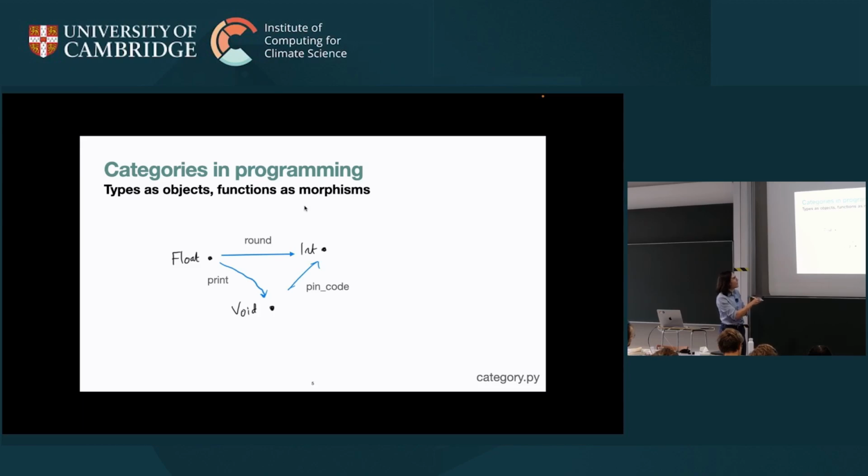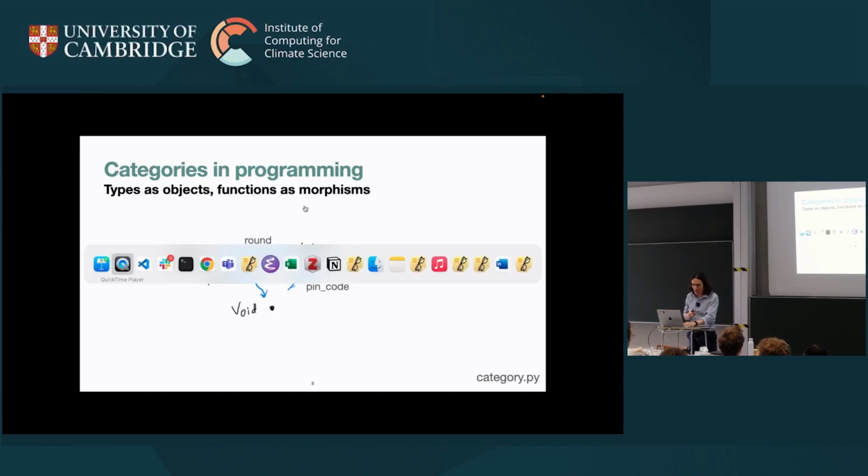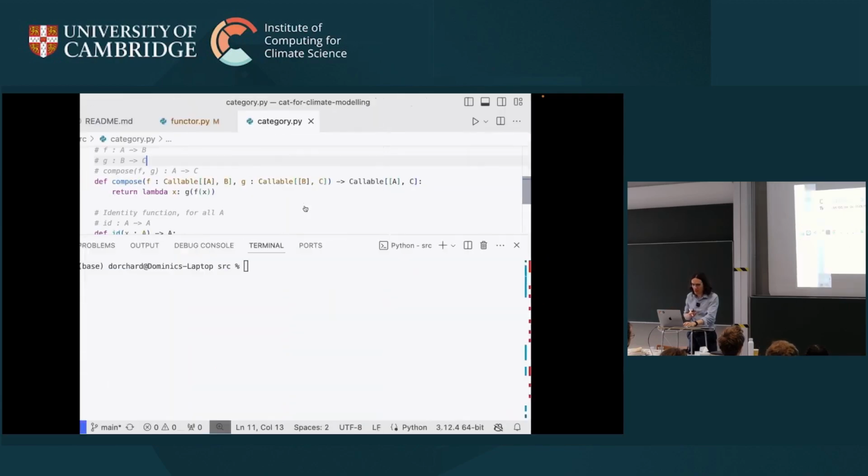I've got the void type object down here, the print function goes from float to void, and I've got something that I've called pin code that goes from void to int, and I can have lots of morphisms between these things. I don't just have to have one morphism between things. Between any pair of objects, I can have 0 or many morphisms. So this is what we're going to use as our analogy for structuring our programs. We're going to think of this ambient category of Python as our category here.